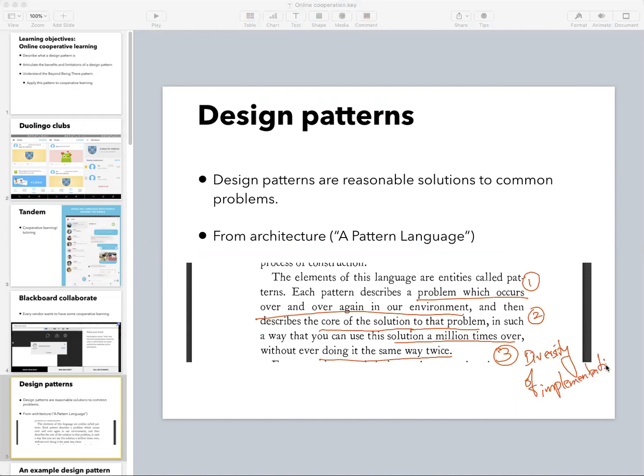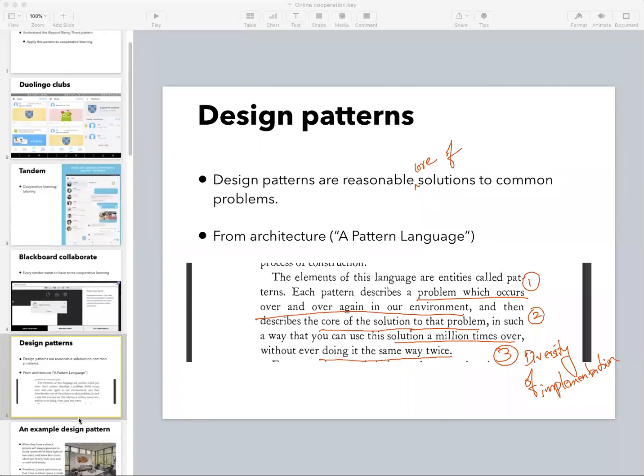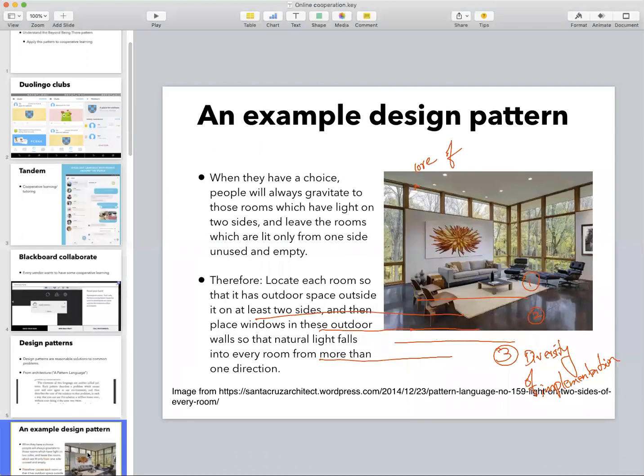In short, a design pattern is a reasonable core of a solution to a frequent or common problem. Let's look at an example of this, again in architecture, which is where this term was first introduced. This is an example design pattern. It's called light on two sides of a room. It's perhaps Alexander's most famous design pattern.